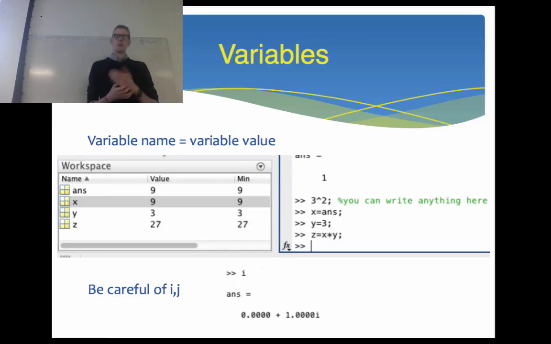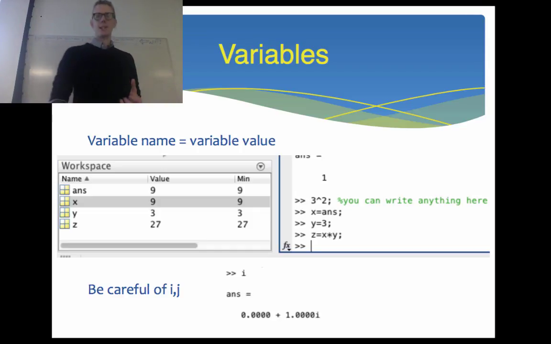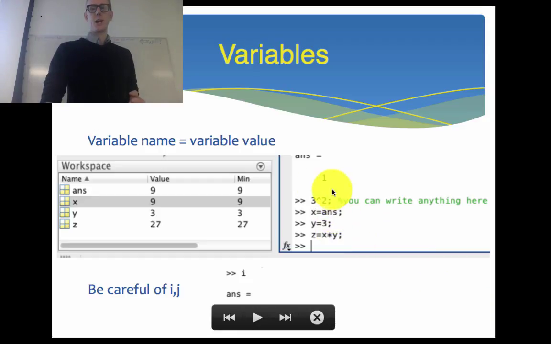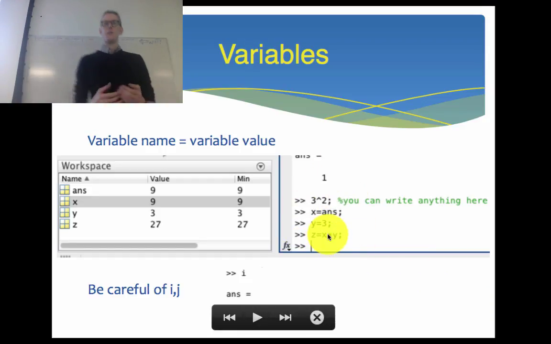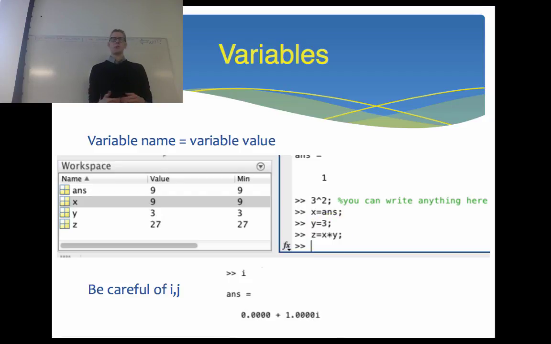Okay, so I told you about the workspace and how we have the variables that we're using listed there. There's two ways of doing things in MATLAB. You'll see that some of these lines contain an equals and some of these lines don't. If you write a line that doesn't contain an equals, it's going to update the ans variable. The ans variable will be updated with whatever you've typed.